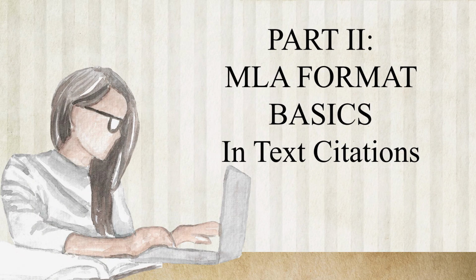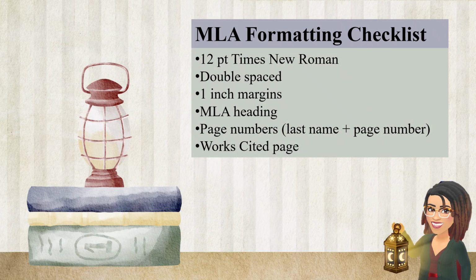Moving on to part 2, let's review MLA format basics and in-text citations. Your paper must be 12-point font, Times New Roman, double-spaced, 1-inch margins, proper heading, page numbers, and the proper header. You must also include a works cited page.